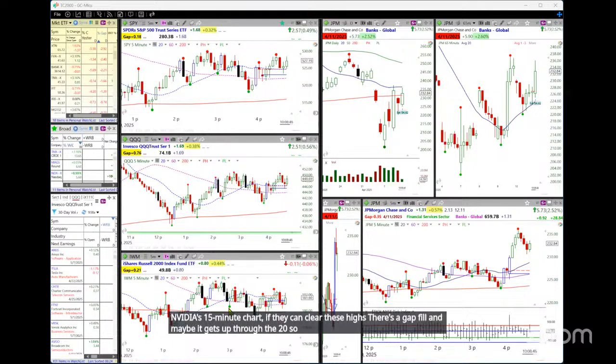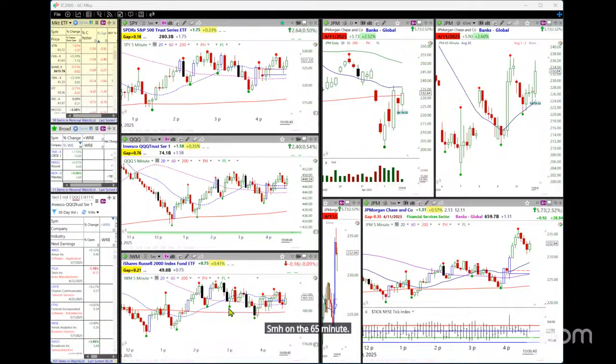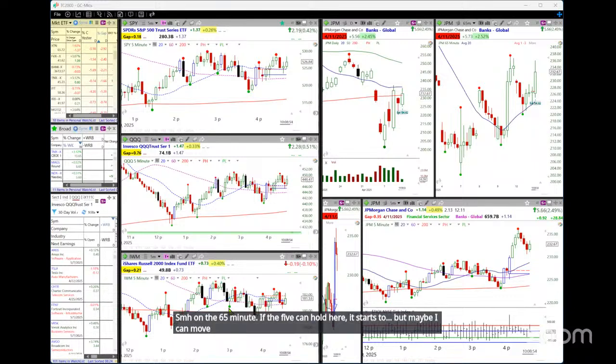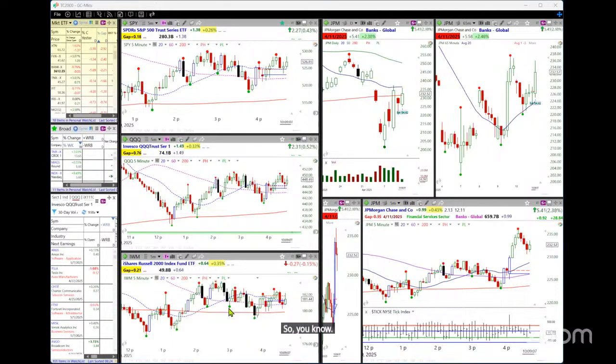SMH on the 65 minute. Well, if the 5 can hold here, it starts to move up. Maybe it can move up a little bit. So maybe there'll be a little rally for the morning anyway. It's already 10 o'clock. So maybe seeing if things come together, at least in the short term.